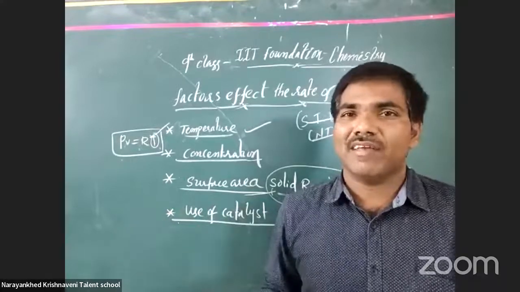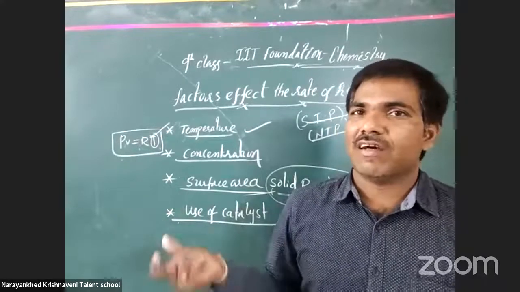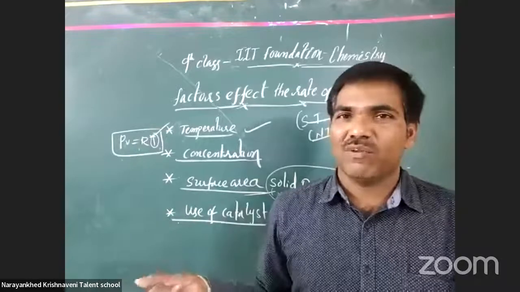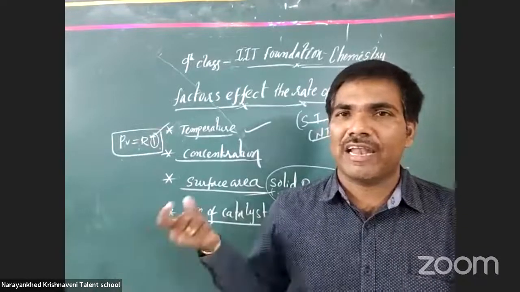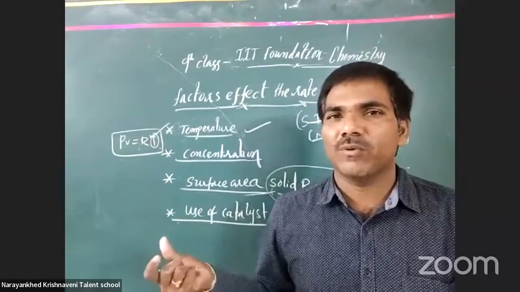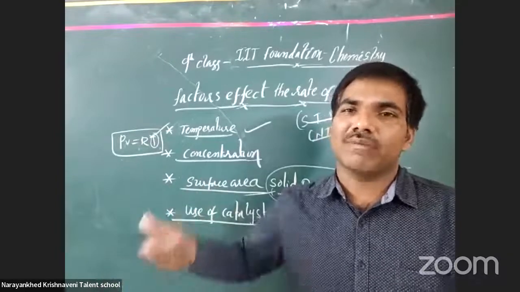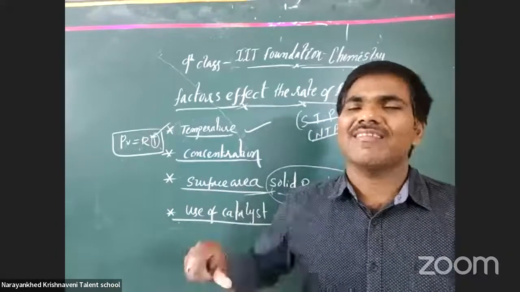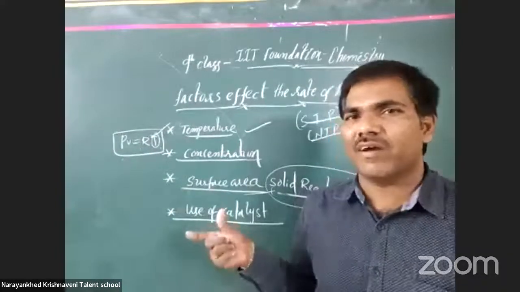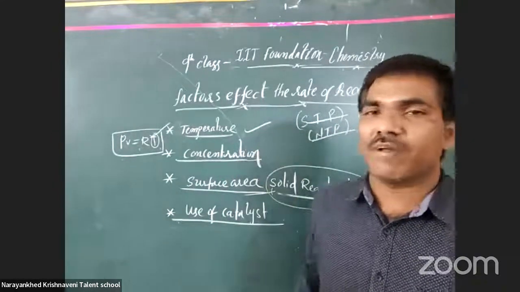In this chemical change, we want to increase the rate of reaction. That means we want to get the tea in less time. What do we have to do? We have to increase the temperature. Clear or not? This is a general example we have taken for temperature observation.